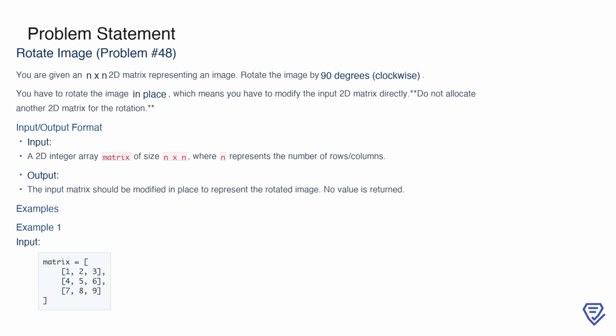The key requirement is that the rotation must be done in place, meaning you cannot use an additional matrix to perform the transformation. Instead, you need to directly modify the input matrix itself. The input format consists of an n by n integer matrix, where n is the number of rows and columns. For the output, there isn't an explicit return value. Instead, the input matrix should be updated directly to reflect the rotated version.